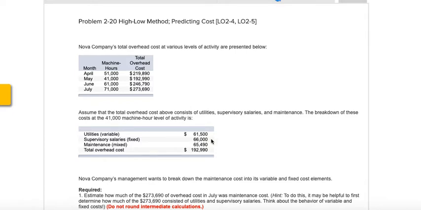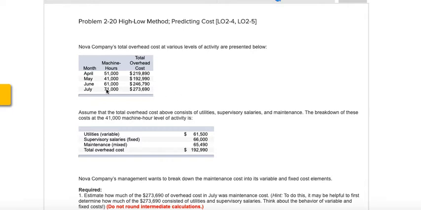Supervisor salaries is fixed. That's going to be the same no matter what. And so then we're going to say, okay, how much of it was utilities? Well, we know utilities is variable, and we know at 41,000 hours it was $61,500. So if I take that $61,500 and divide by 41,000 machine hours, I get $1.50. What that tells me is that my utilities are $1.50 per machine hour. I know that much. That's a variable cost. I know my fixed cost. And so I've got to figure out my maintenance.